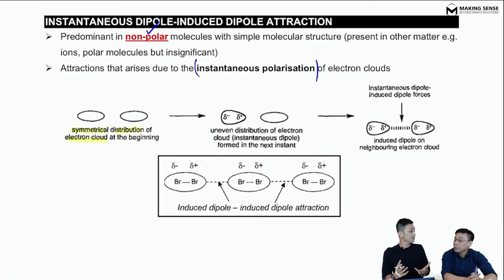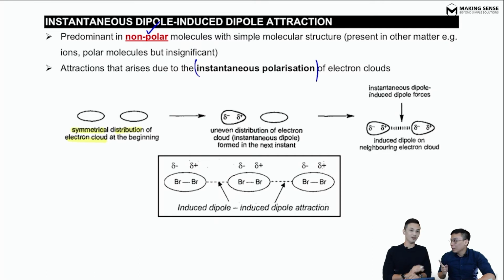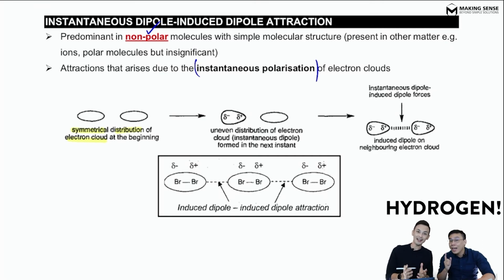Okay. Right, so for example, it will be oxygen? Hydrogen. Okay, let's try again. So for example, it will be hydrogen.